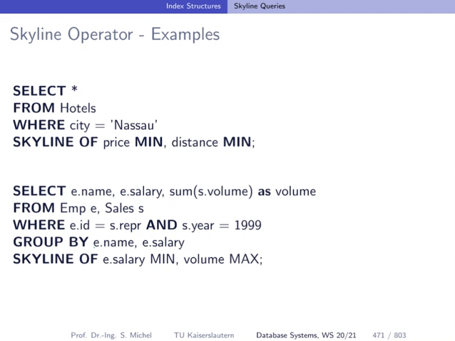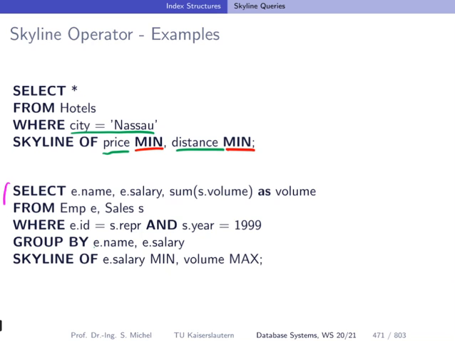So let's have a look at this example using the skyline operator. We see here we want to get from hotels those which are not dominated by any other hotel in the city of Nassau. And we're doing this for the skyline over price and distance. Naturally, it's better if the price is smaller and the distance to the beach is also smaller. And this would create our skyline result.